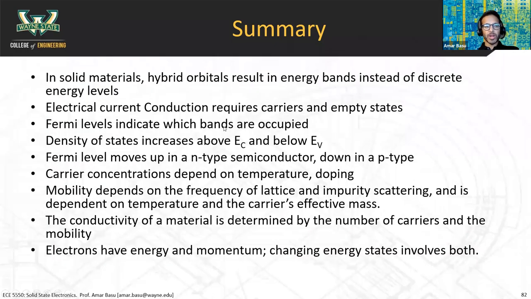So what we found in module 3 is that in solid materials, you have these hybridizations that happen. So you have hybrid orbitals that result in energy bands. We talked about electrical current that requires carriers and empty states. We talked about the carrier statistics, which helps us figure out whether a state is occupied or not. We talked about the density of states. We said that it increases above EC and below EV. And we talked about the Fermi level, which is in between EC and EV in intrinsic material.